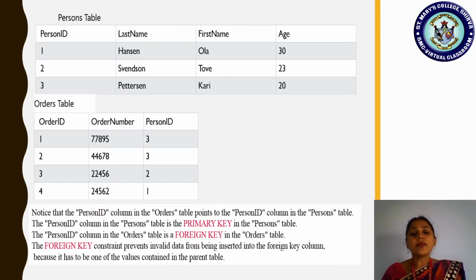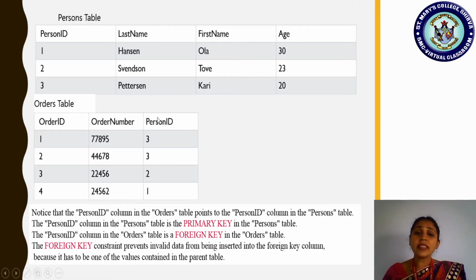Okay. Remember children, the person ID in the person table is a primary key and it should be unique. It should not repeat. 1, 2, 3, all are unique. Here, person ID 2 again we cannot take, it gives an error. So primary key means what? It should be unique. Okay, whereas just check out here.